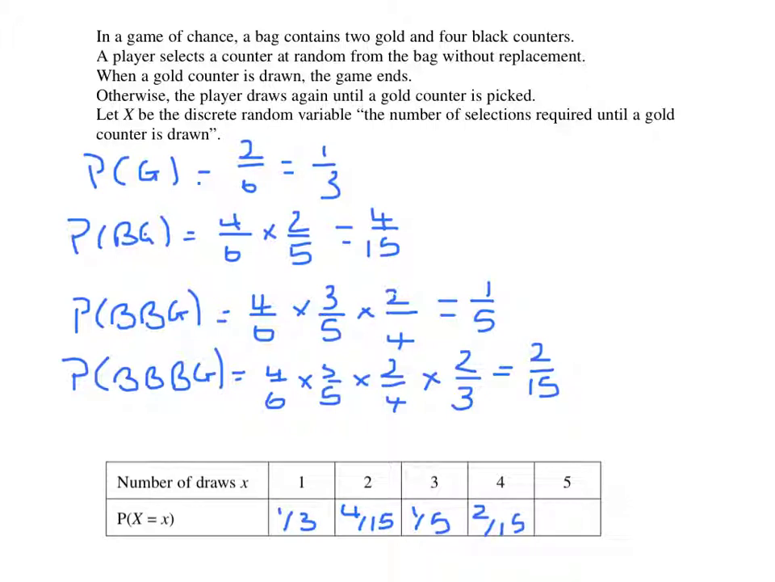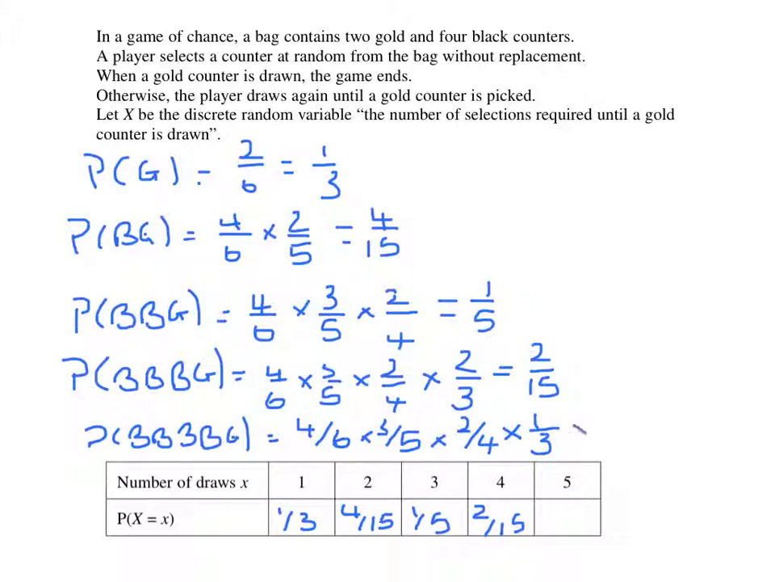And finally, the 4 blacks and then a gold, so 4 out of 6 times 3 out of 5 times 2 out of 4 times 1 out of 3, and then the probability of picking a gold for the last one is 1, so that gives us a final probability of 1/15.